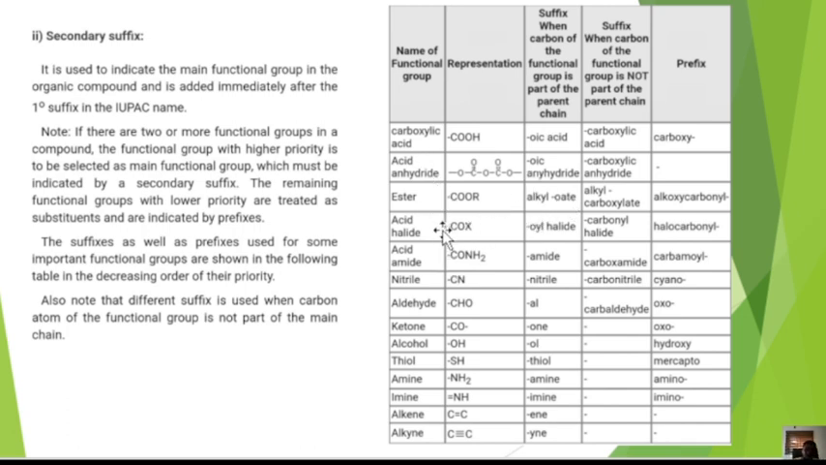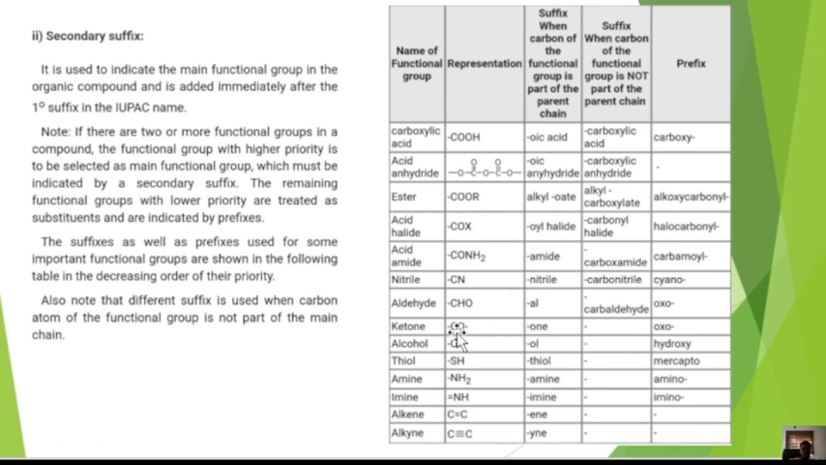But note that when a situation occurs where you have multiple functional groups, the functional group of highest priority is the one that would serve as the suffix, while the one that has a lower priority will now be taken as a prefix. So take note of that. It's kind of implied here, but you can put it down that the functional group of higher priority serves as the secondary suffix, while those of lower priorities would serve as prefixes in a situation where multiple functional groups occur. Okay, so you can go through them and see that we have different suffixes, for the aldehydes or alkanals the suffix is al, then ketone, and the rest of them.